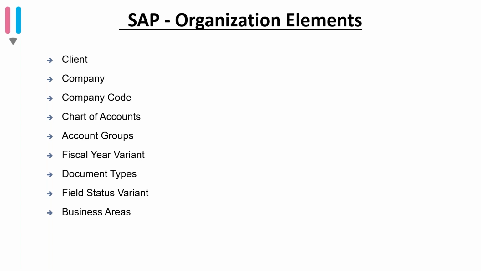So these are the basic organization elements. We have a lot of other elements; in CO also we have a lot of organization elements. But these are the 4 things that we need to configure when we are starting with finance.